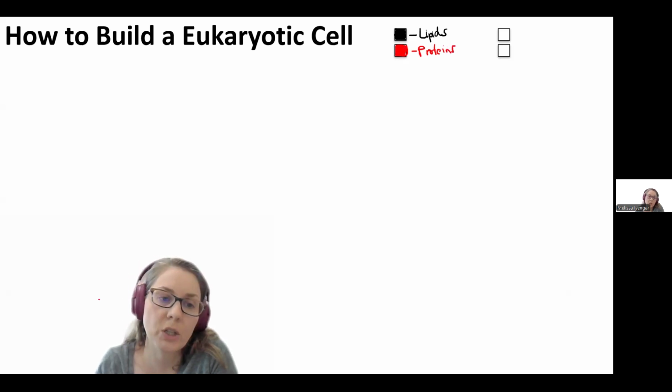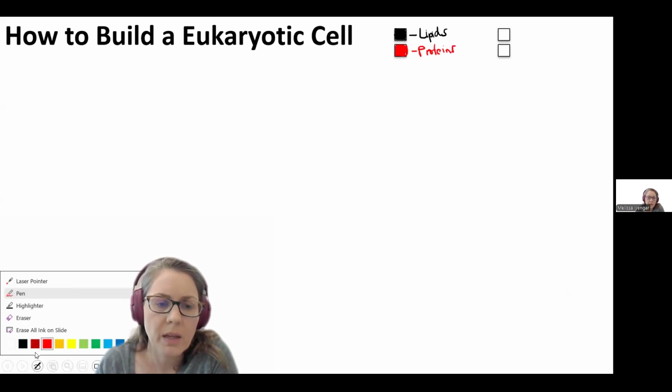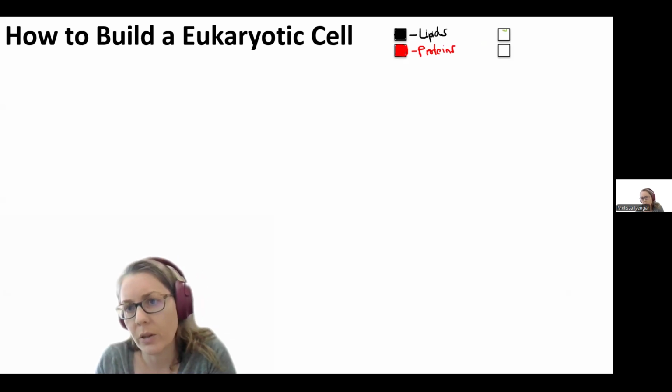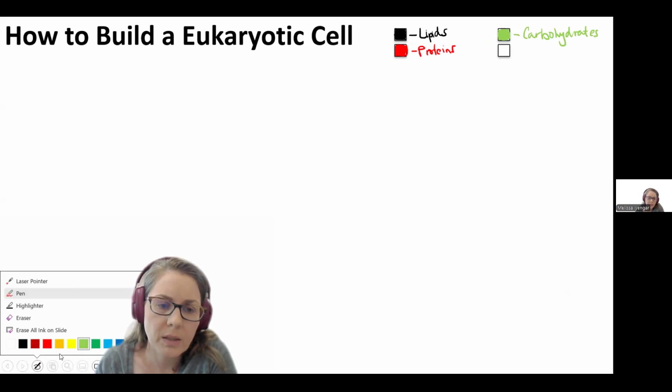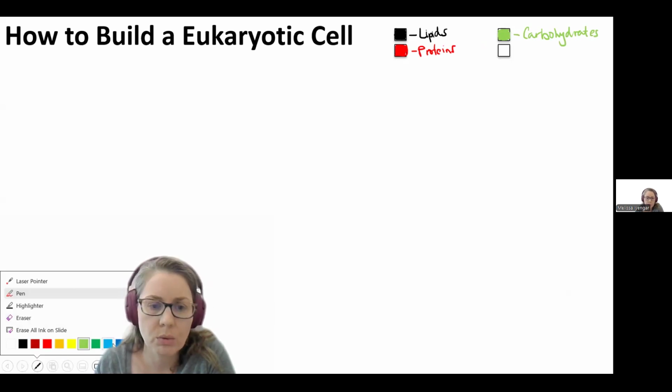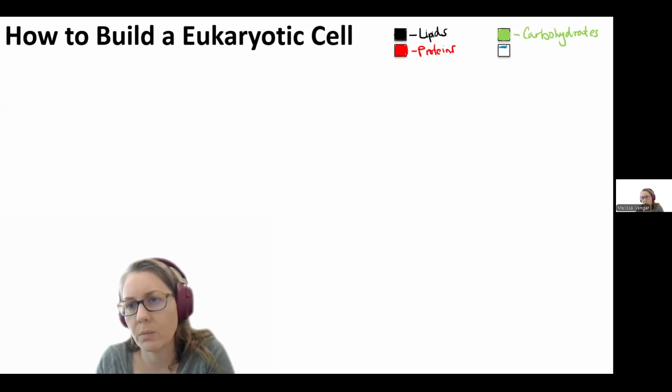It'll give us nice contrast. Then let's do maybe like a light green. You could do a dark green if you want to. It's up to you. Again, you could do whatever colors you want. Let's make that carbohydrates. Then from our last color, maybe we'll do that in this nice kind of blue color here.